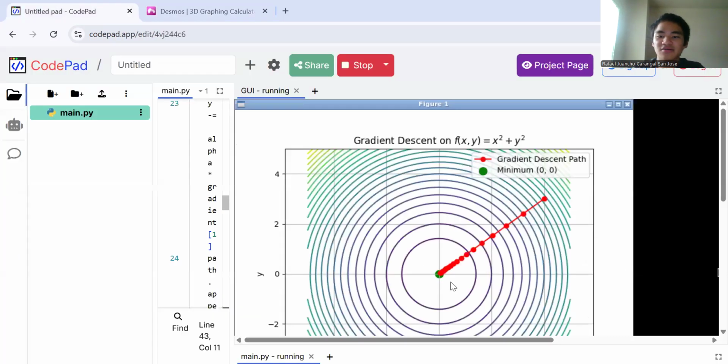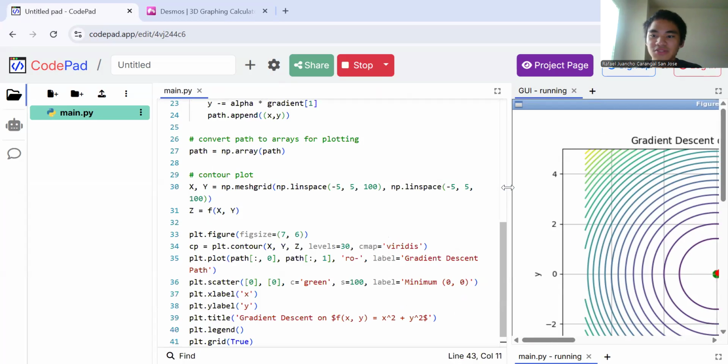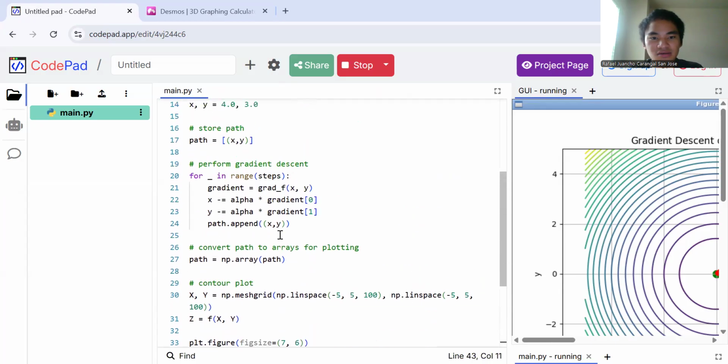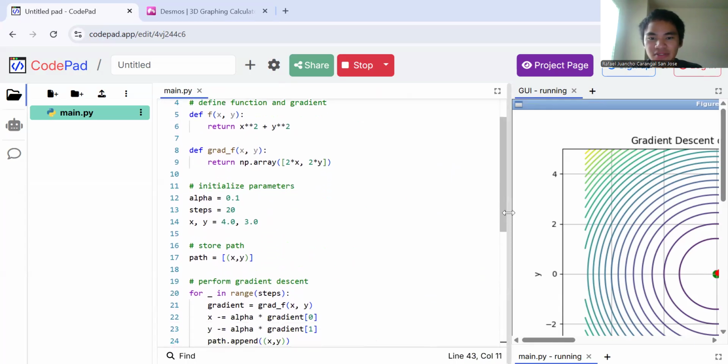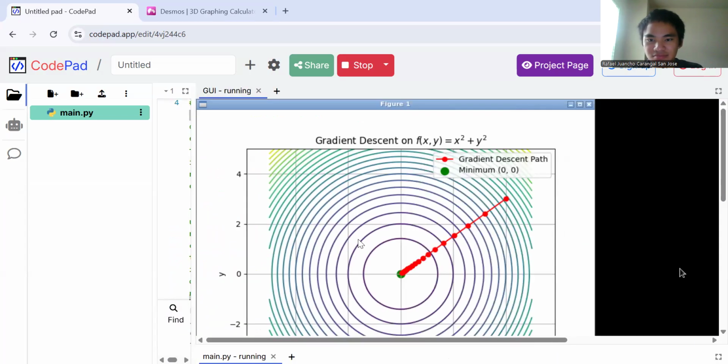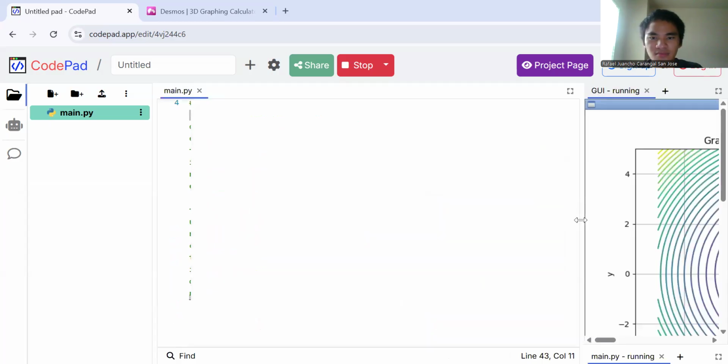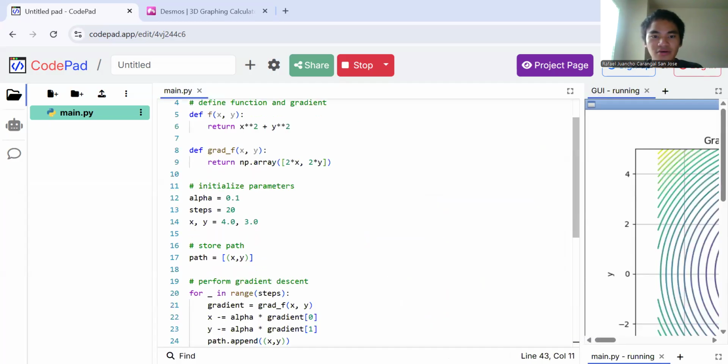And so it's the same thing here. But here we're taking a series of steps to get to that minimum and we're using a contour plot to visualize how it works. Okay. And yeah, we're taking 20 steps. So these are 20. Okay.